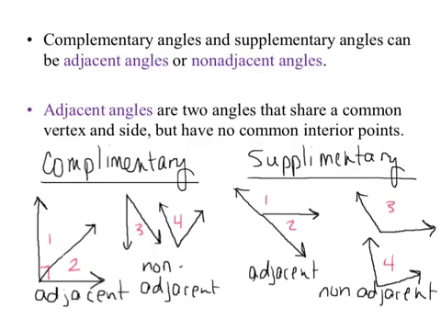Supplementary angles, adjacent, they share a vertex, which is right there, because remember this is a straight angle, and they share a common side. And if I add up the measurement here and the measurement there, I would get 180 degrees.